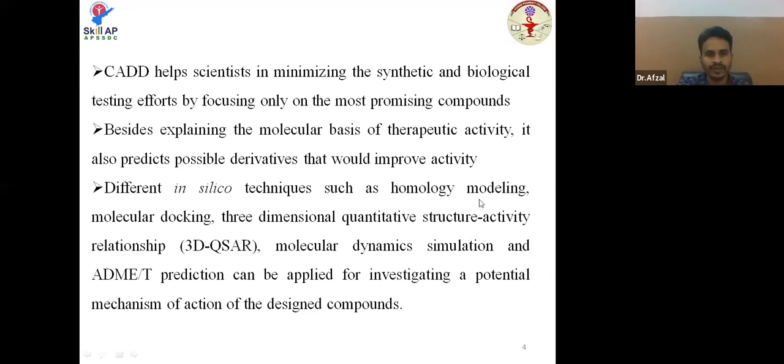And we have different techniques like molecular docking, homology modeling, three-dimensional quantitative SAR, molecular dynamics simulations, and ADMET predictions. And all these are different types of in silico tools. In silico means simply in the box. Everything is done in the box. In the box in the sense, in the computer. That is as simple as that, right? These are the extensively used techniques in drug discovery, right?